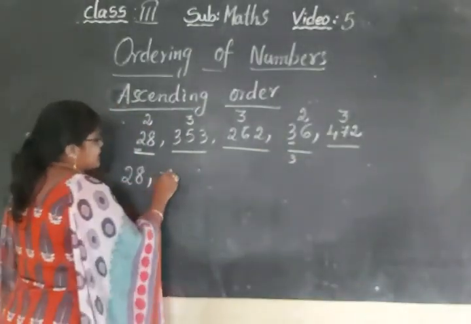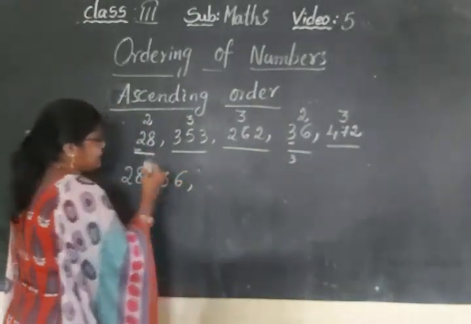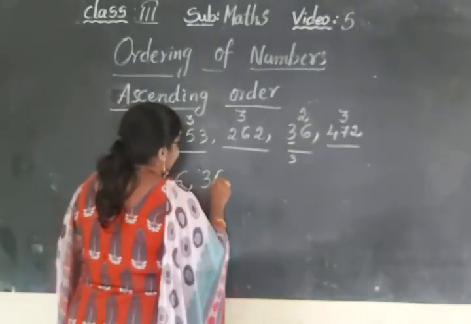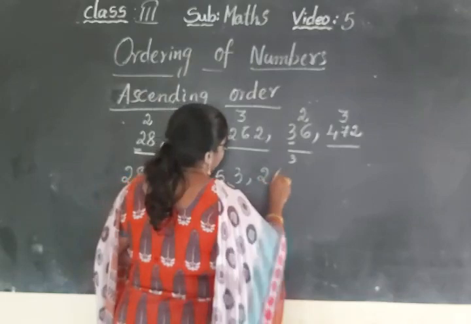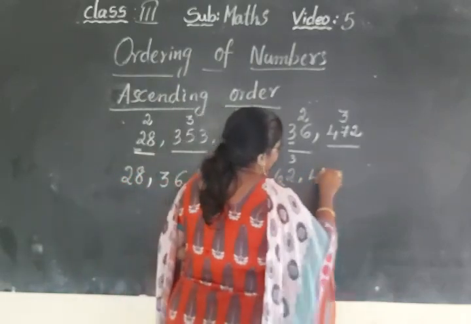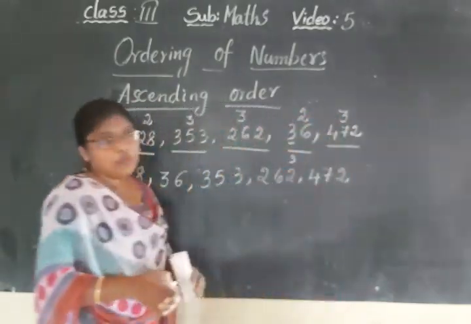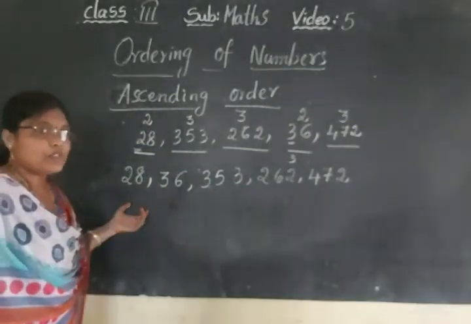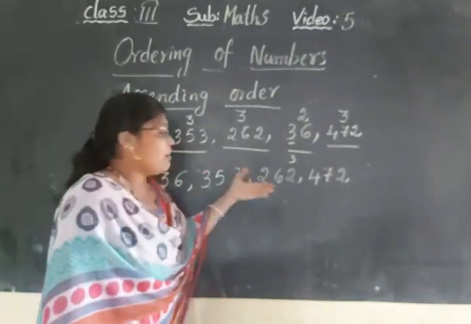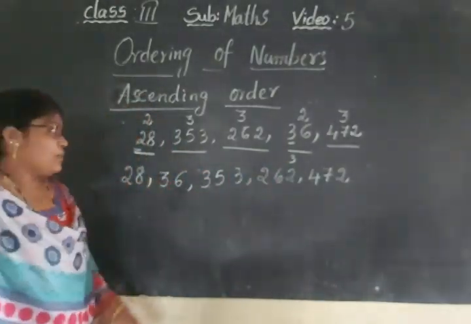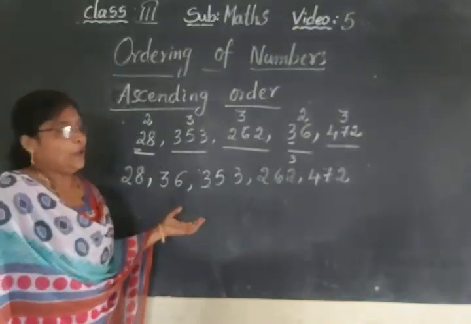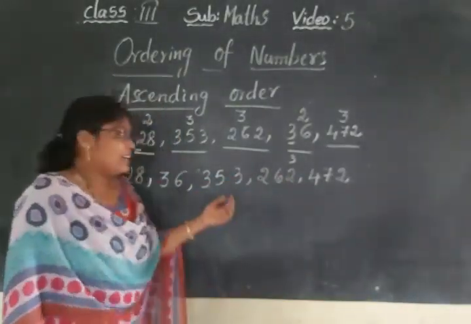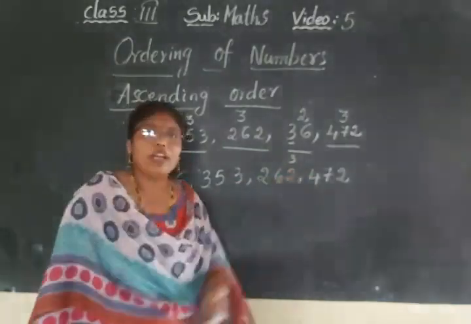Yes, it is 36. Next, the numbers we have to write are 353, 262, 472. Okay. Now we have placed the 2-digit numbers first and we have written the 3-digit numbers later. Now finished? No. Now we have to compare these 3 numbers, and these 3 numbers have an equal number of digits.